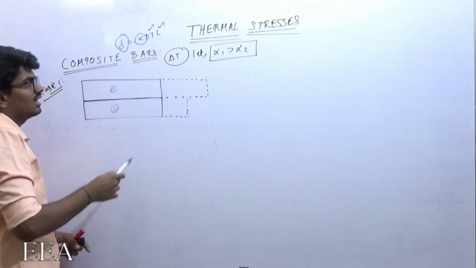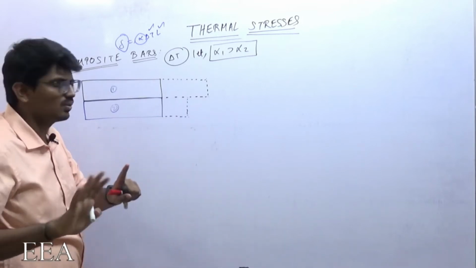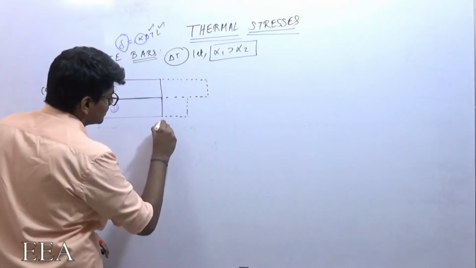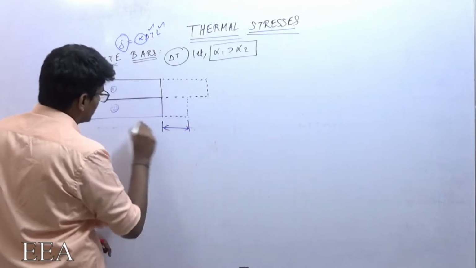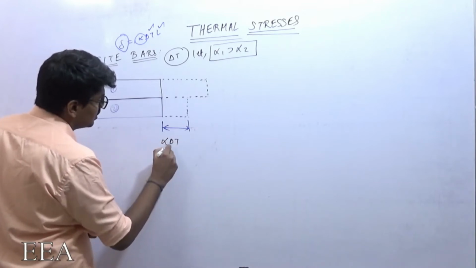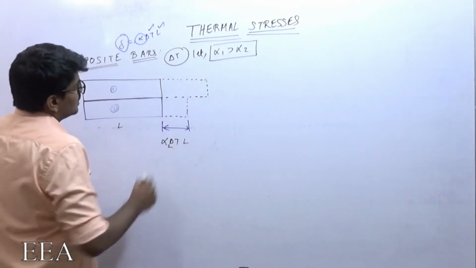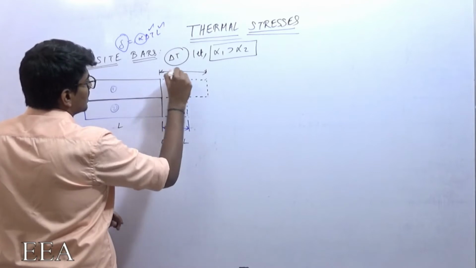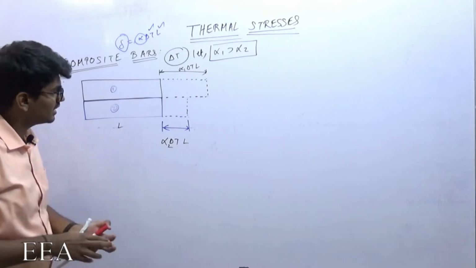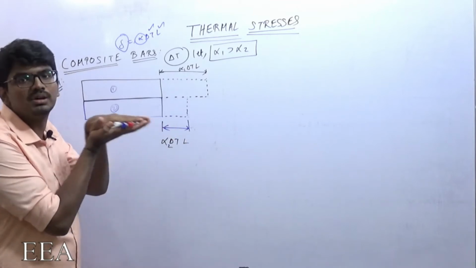Here I am assuming that 1 and 2 can move relatively. That is my assumption. Now this deformation is for member 2, and that is how much? Alpha 2 delta T L, if I take the length of both as the same, and this is alpha 1 delta T L. So this is the case when member 1 and member 2 are not sticking with each other perfectly.